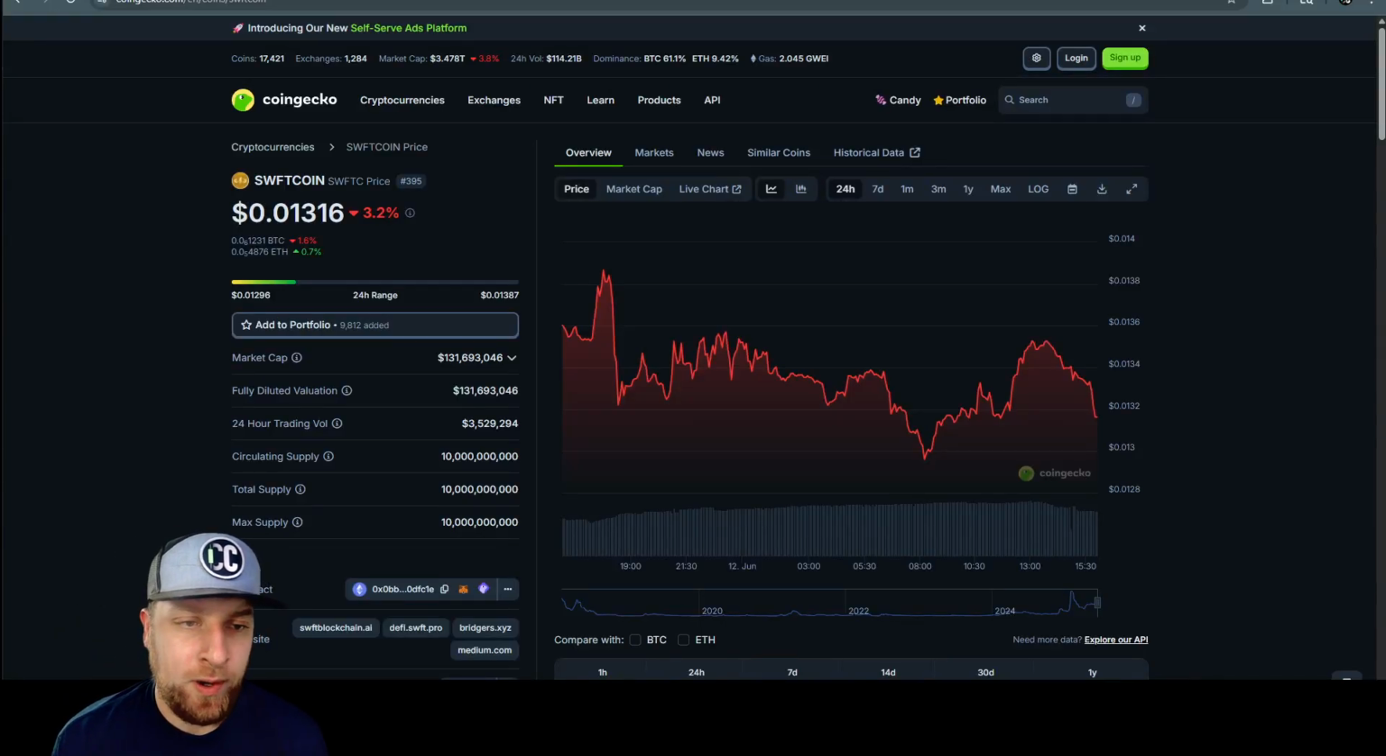Today we're going over Swift Coin or SWFTC, which is down 3.2% today at 1.3 cents. Very small market cap of only 131 million, 10 billion coins in circulation out of 10 billion, which I like. It means they can't dilute the market by putting any more coins in circulation.